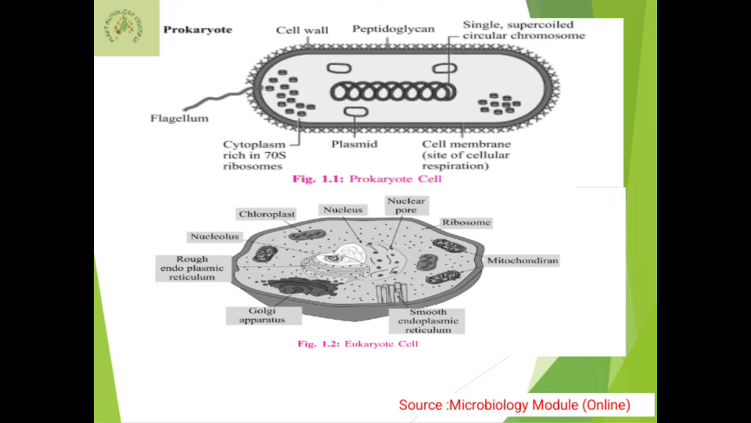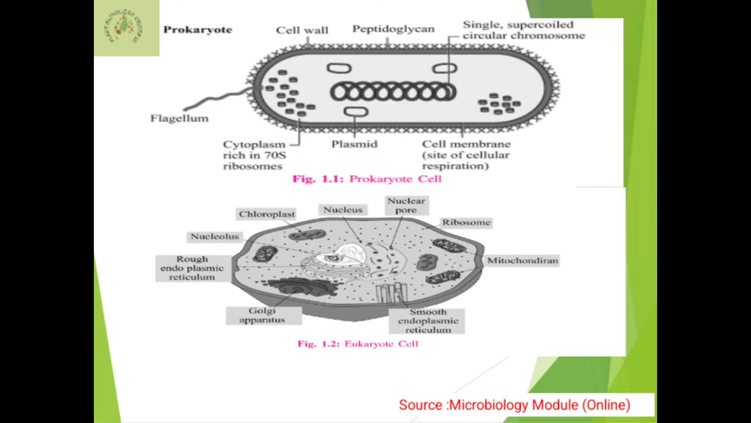Right, so what do you understand by prokaryotic nature and eukaryotic nature? Prokaryote is derived from two words, pro and karyon. Pro means primitive and karyon means nucleus, right? So they will have a primitive type of nucleus.